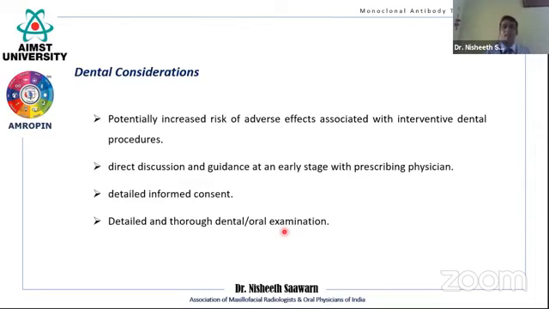So, dental considerations. We have to be aware that there is potentially increased risk of adverse effects associated with interventional dental treatments. We have to be aware that there are chances of adverse effects. Why is dental consideration important? Most of the dentists, or most of you who are going to pass out or are practicing, may not be using monoclonal antibody therapy in your practice. Some may not use it in life, some may use it later in life, some may get a chance to use it once or twice.